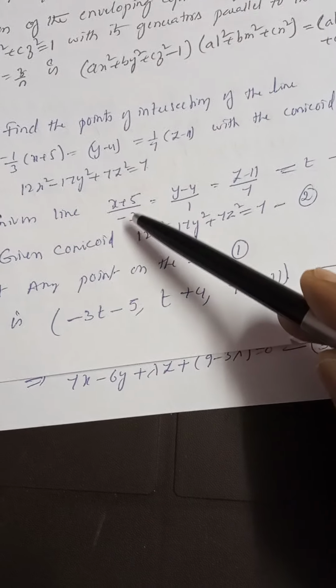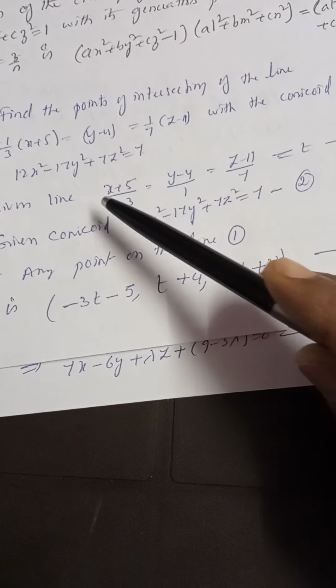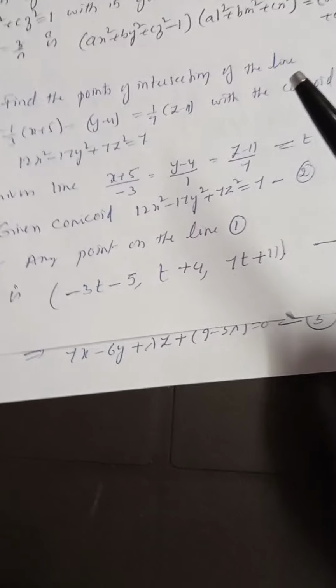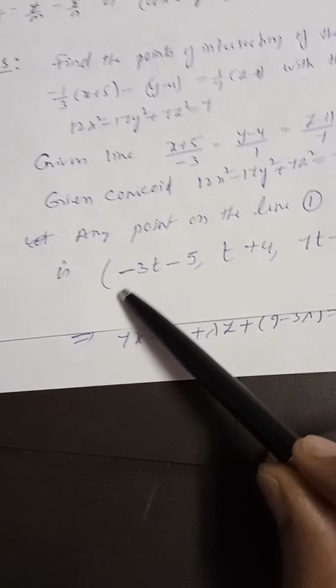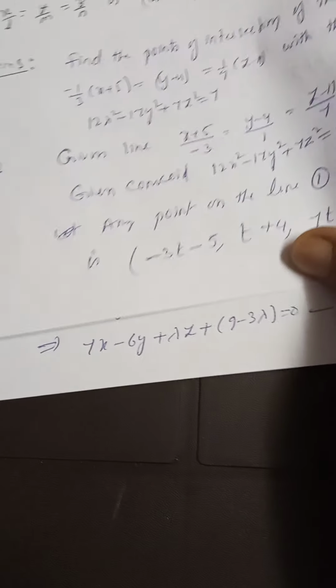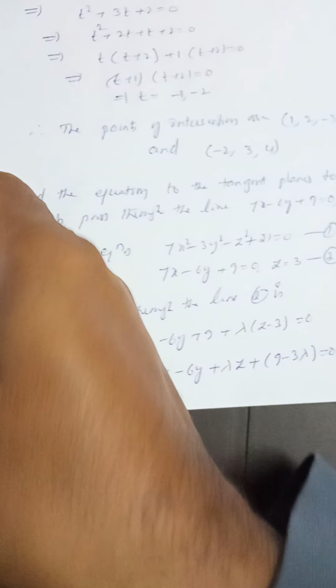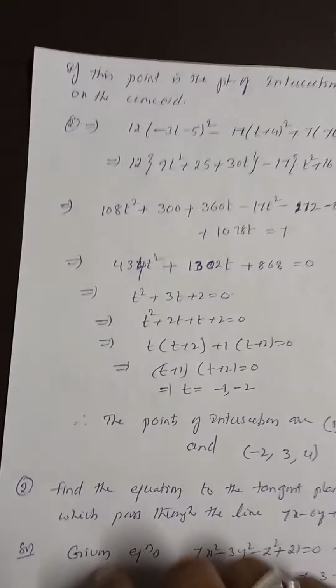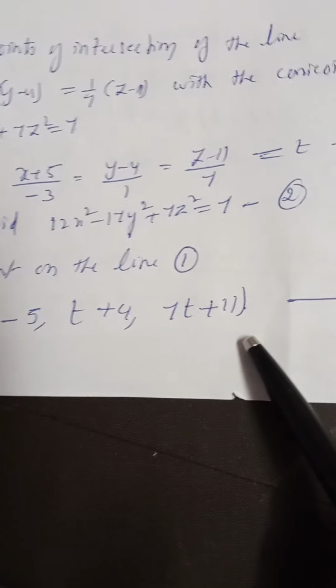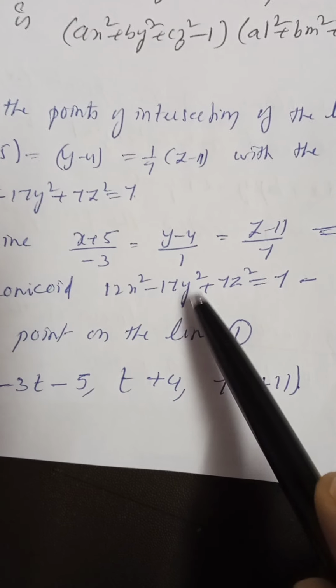Now (x plus 5) by minus 3 is equal to t, x plus 5 is equal to minus 3t, x is equal to minus 3t minus 5. Now this is minus 3t minus 5, t plus 4, 7t plus 11. This is a random point on the given line, right? If this point is the point of intersection of the surface, then that point lies on the surface, no? That's why we are substituting x is equal to this one, y is equal to this one, z is equal to this one in this equation, right?